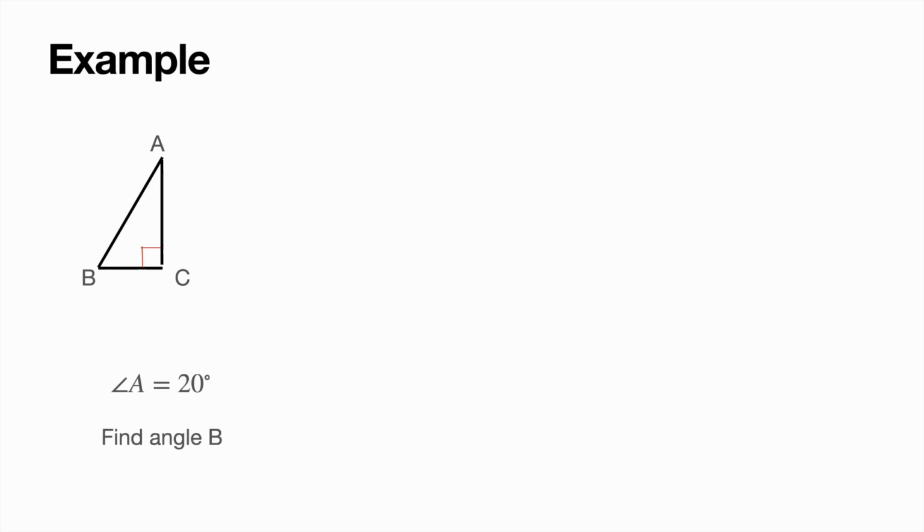Let's see an example. So in this triangle, as the label shows, it's a right triangle. Angle A is 20 degrees. We want to find angle B. So because this is a right triangle, we know that angle A and angle B sum to 90 degrees. So angle B will be 90 degrees minus angle A, which is 90 minus 20, that's 70 degrees.